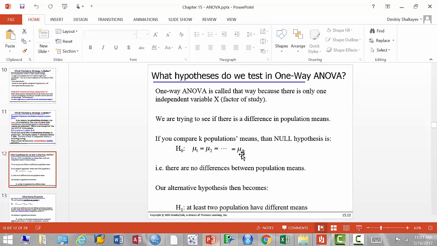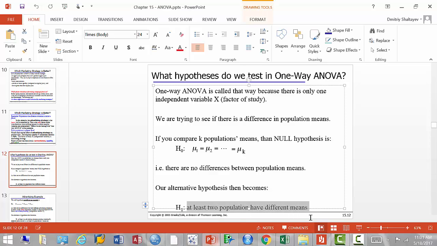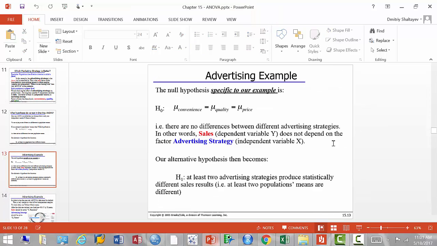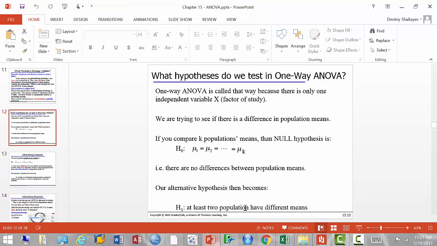So therefore, statisticians write the alternative in this way. Okay? That pretty much covers all the possible cases, where it says at least two populations have different means. They all may have different means, but at least two are different. That violates the null, which says that they're all the same, right? So this is how the test is being performed.